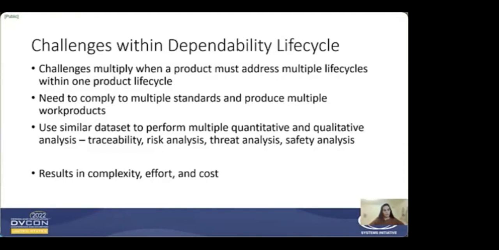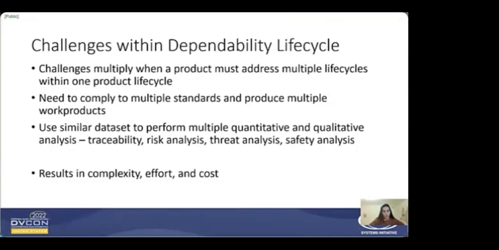Now, the next one is that we have to comply to multiple standards and produce multiple work products. And this is there for sure, because when we talk about functional safety, you have a number of different standards. For security, you have another set of standards. Each and every one of them requires you to generate a different set of documentation. At the definition phase, they want you to look at certain types of requirements, and being able to map each and every one of those requirements as part of the product lifecycle becomes very important.